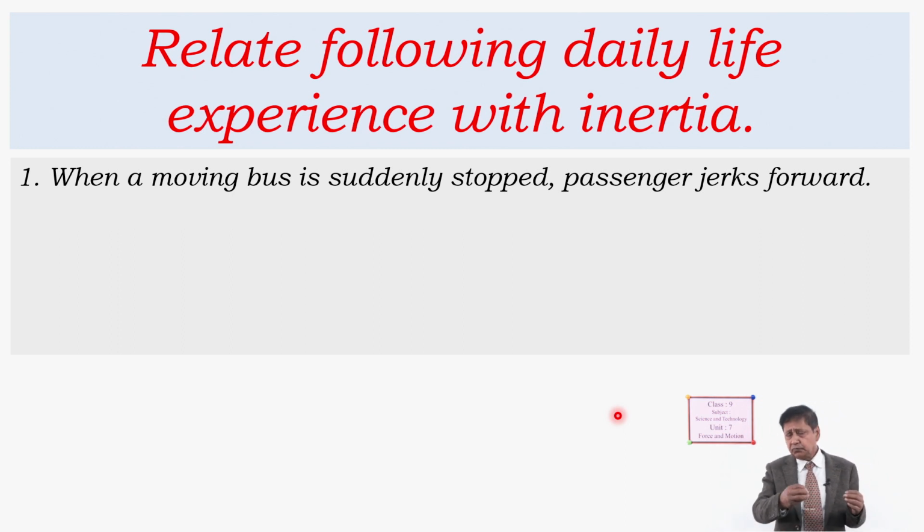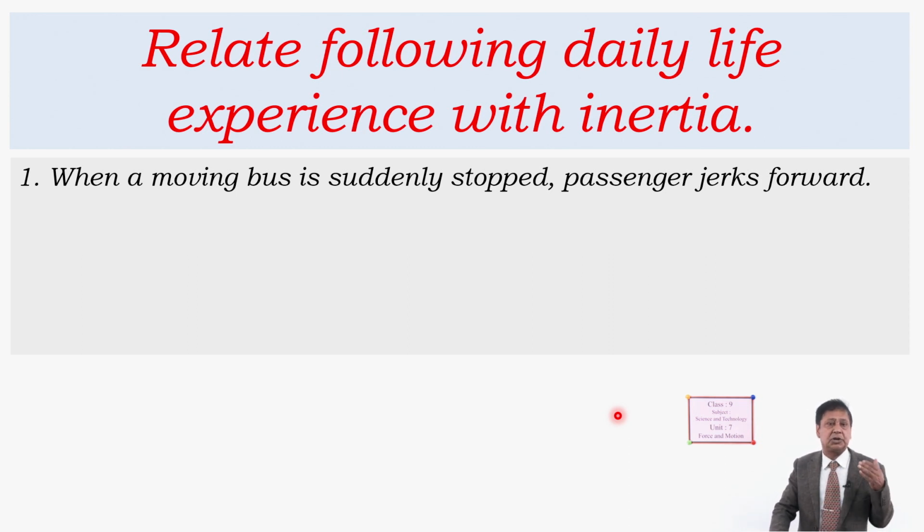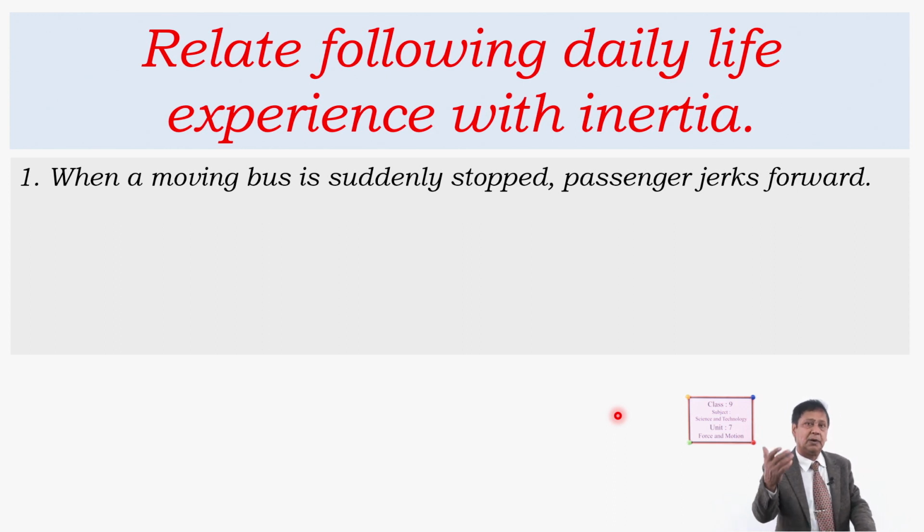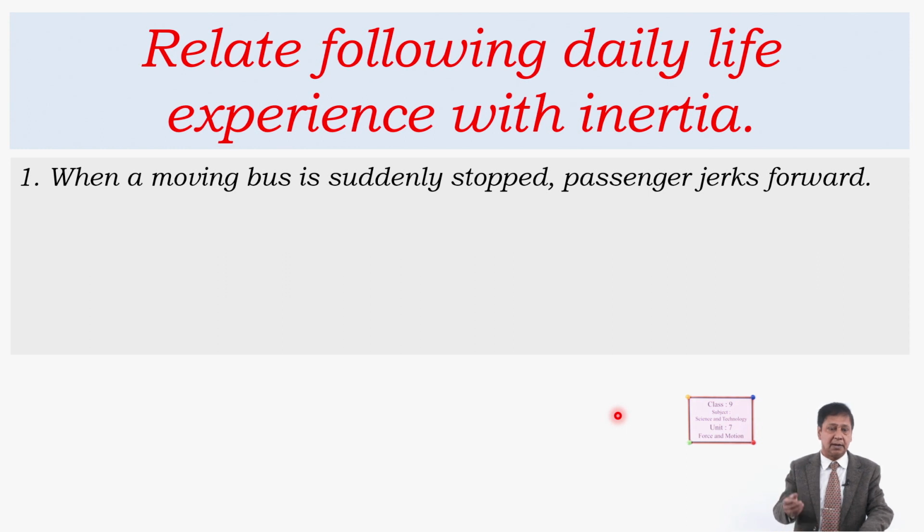But the upper part of the body was in motion, and it tends to continue the state of motion. That's why the upper part goes forward this way. This is the reason. When a moving bus is suddenly stopped, the passenger jerks forward because of the inertia of motion. The lower part attains the state of rest quickly with the bus, but the upper part tends to continue the state of motion, and because of that the upper part of the body jerks forward.